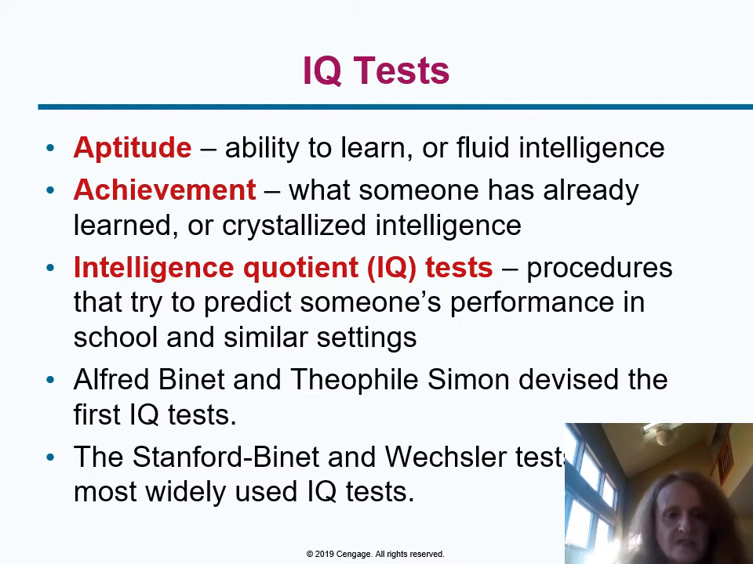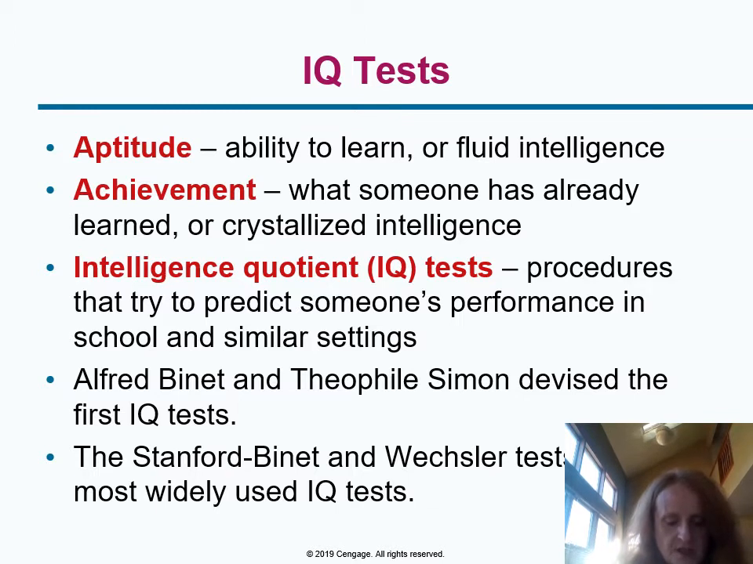The original goal of intelligence tests was to identify the least capable children who could not learn from ordinary schooling. Before long, tests were also used to identify the best students who would profit from accelerated classes. Similar tests are used for selecting among applicants to colleges and professional schools. Then we have intelligence quotient tests. These were procedures that tried to predict someone's performance in school and similar settings.